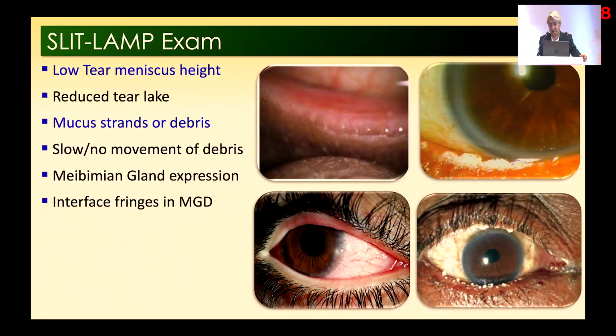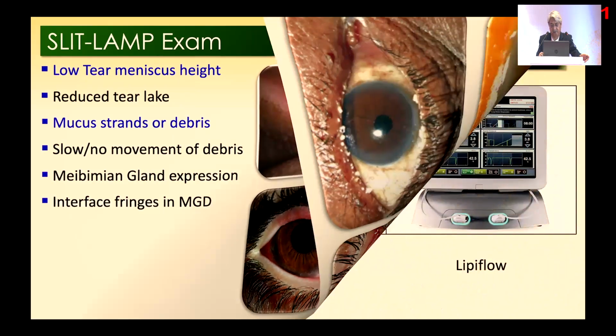So these are the slit lamp findings. We all know this: low tear meniscus height, reduced tear break-up time, mucus strands, debris, slow or no movement of the debris. Then meibomian gland expression. There are different kinds of meibomian gland expression, for the secretion, then the toothpaste sign, and sometimes you see interference fringes of the MGD's lipid layer.